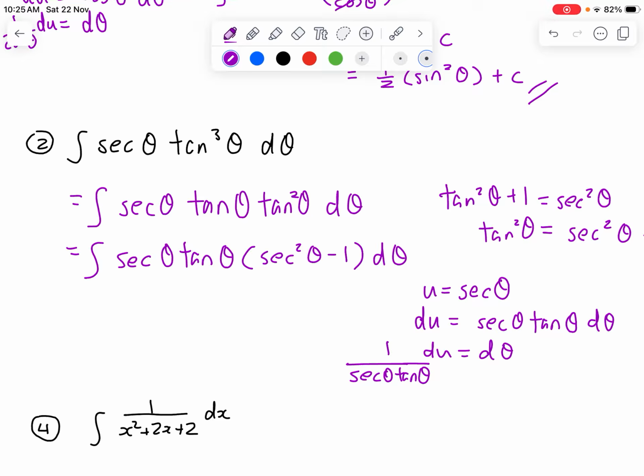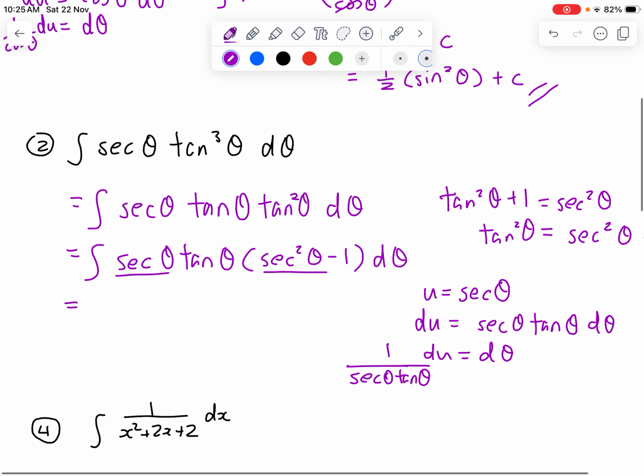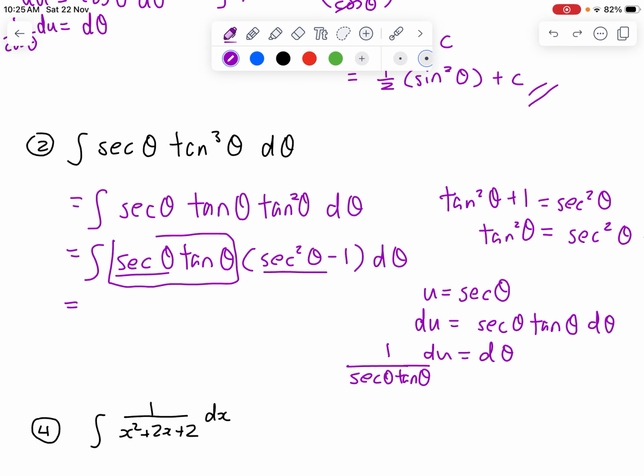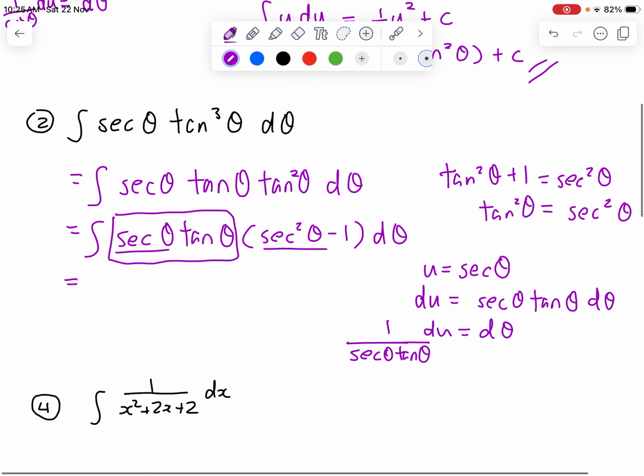So now I want to plug in secant theta in. Now, if I plug in secant theta, I see there's a secant theta here and a secant theta here, but notice when I finish deriving, I get 1 over secant theta times tan theta, right? And you notice that we have a secant theta and tan theta here. So we can beautifully cancel out.